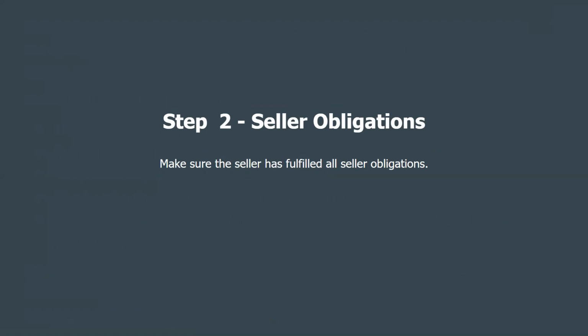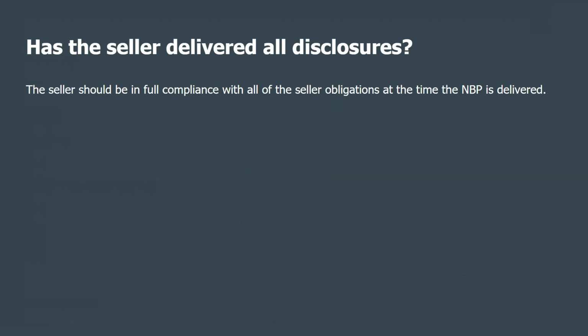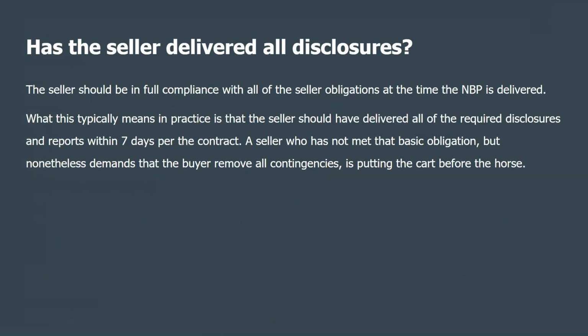Step 2, seller obligations. So make sure the seller has fulfilled all seller obligations. So has the seller delivered all disclosures? The seller should be in full compliance with all of the seller obligations at the time the notice to buyer to perform is delivered. What this typically means in practice is that the seller should have delivered all of the required disclosures and reports within 7 days per the contract. A seller who has not met that basic obligation, but nonetheless demands that the buyer remove all contingencies, is putting the cart before the horse.